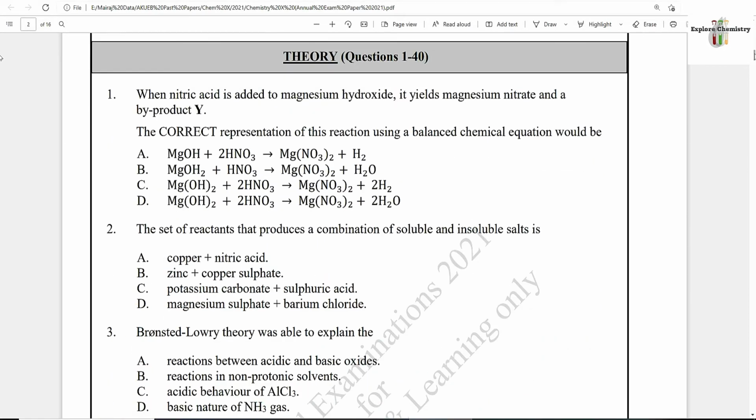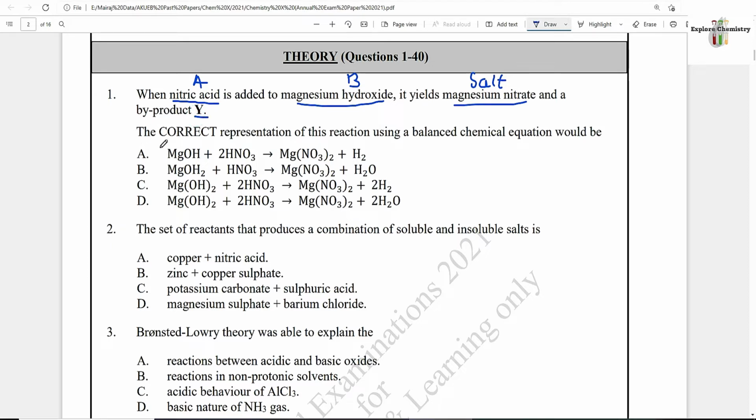Question number 1 is, when nitric acid is added to magnesium hydroxide. See, nitric acid is an acid, magnesium hydroxide is a base. It will yield magnesium nitrate. This is a neutralization reaction where acid reacts with base and forms salt and water. So magnesium nitrate is salt and a byproduct Y, it should be water.